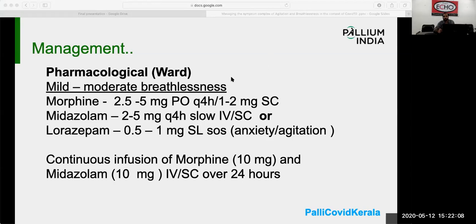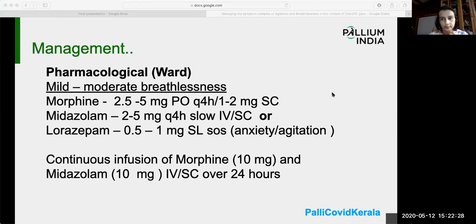Okay, so the pharmacological management that's been suggested is with the use of morphine. So we have divided that into mild to moderate breathlessness and severe breathlessness, and we have divided that again into ward management and ICU management. So we can use morphine and midazolam, particularly with anxiety without disorientation.